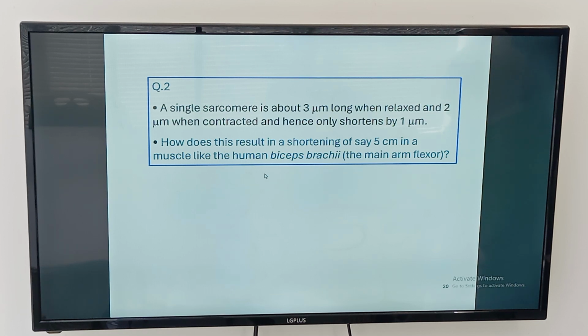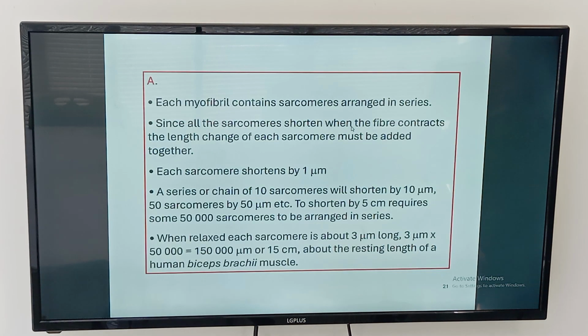A single sarcomere is about 3 micrometers long when relaxed and 2 when contracted and has shortened by 1 micrometer. How does this result in shortening 5 centimeters in a human muscle like the biceps brachii in a human arm flexor?